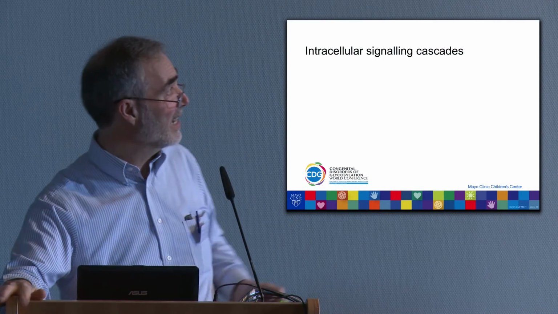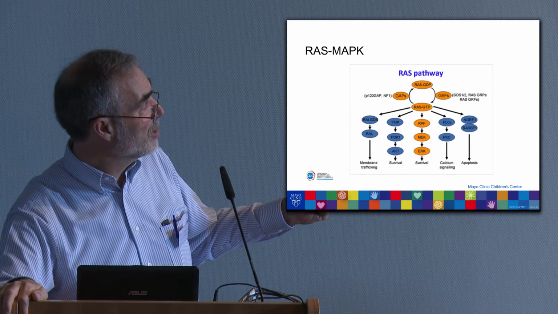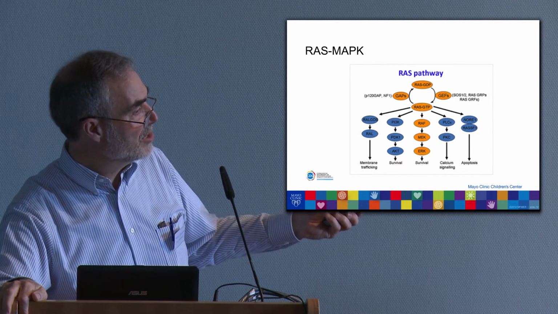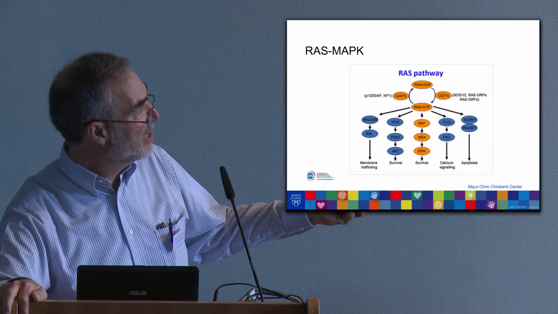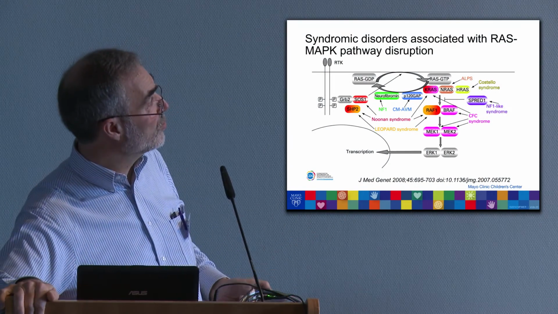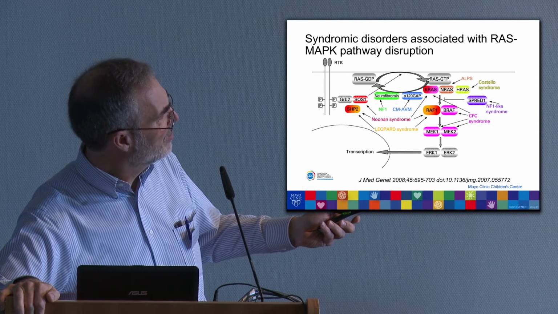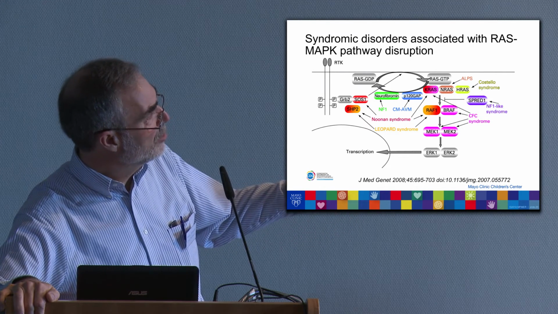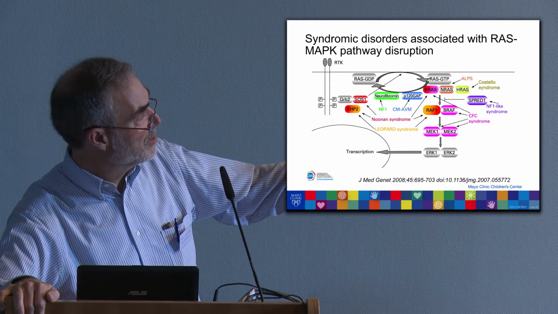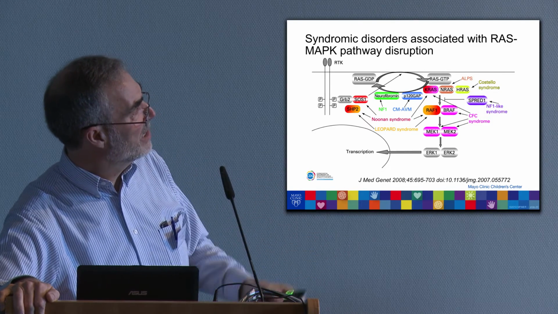Here's one of the signaling cascades. It's called the RAS-MAPK pathway. Again, the details are not important, except to point out that there are very fundamental cellular processes that depend on these signaling pathways being intact. And in fact, this slide shows you some of the disorders that can be associated with abnormalities in this pathway. Again, many of you may have heard of some of these syndromes, the Noonan syndrome, neurofibromatosis, a neurofibromatosis-like syndrome, a family of disorders called the cardiofaciocutaneous syndromes, the Leopard syndrome, and so on.